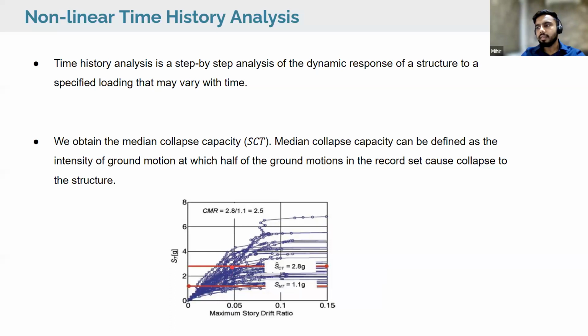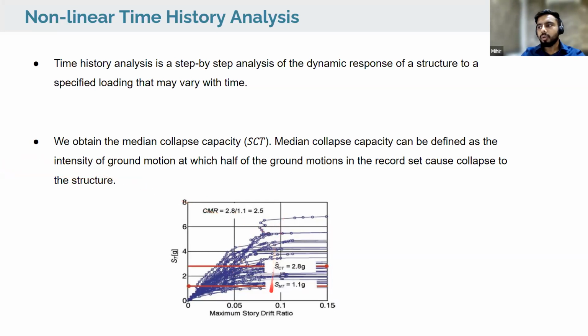But in the case when I give the scale factor as 6, the maximum drift ratio has increased drastically. So I would say the collapse of the structure is coming into picture for that scale factor that will give us the spectral acceleration. So that is how you will do it for the different ground motions that are in the record set, and accordingly you perform the time history for that.